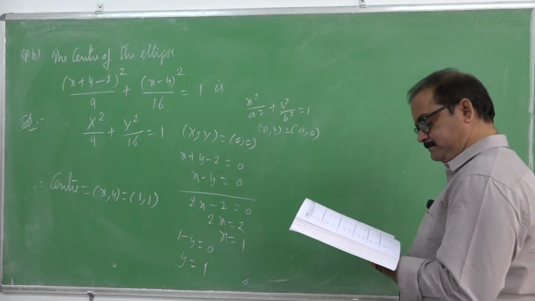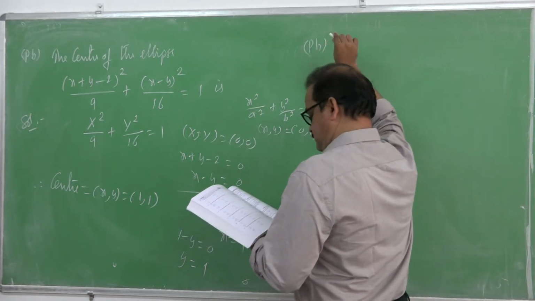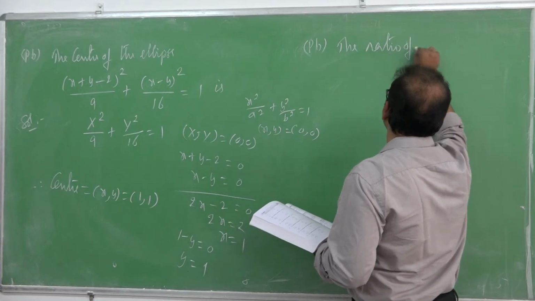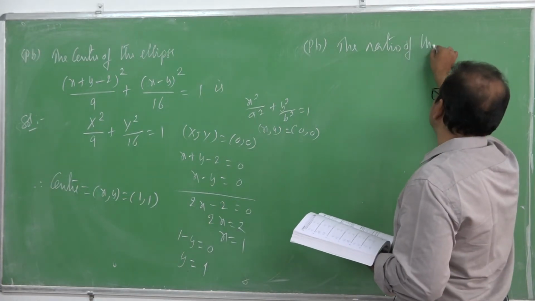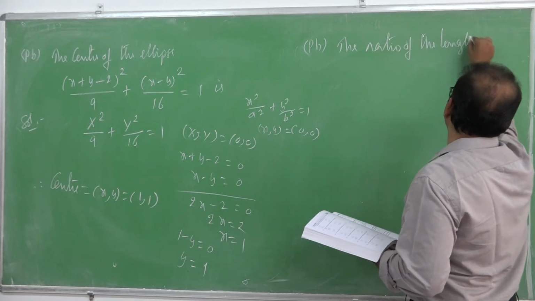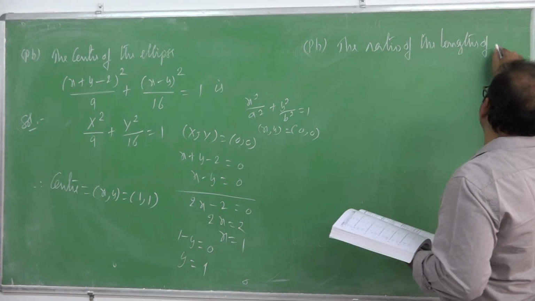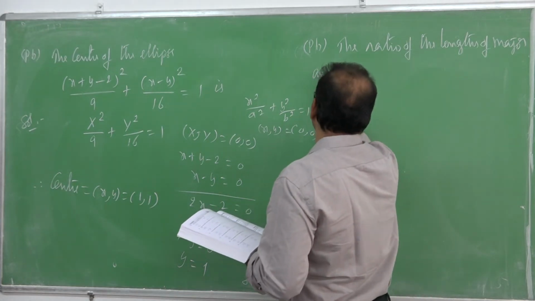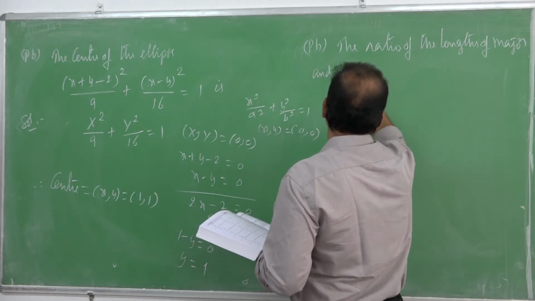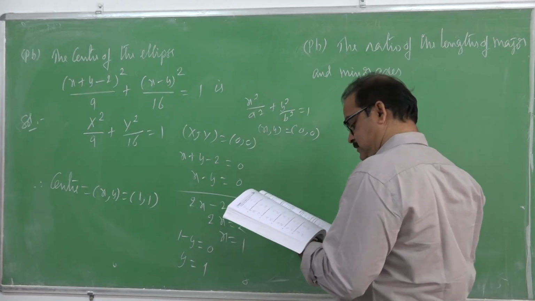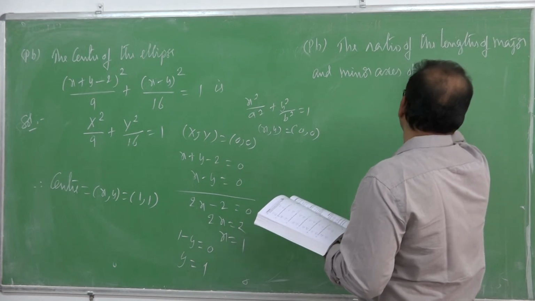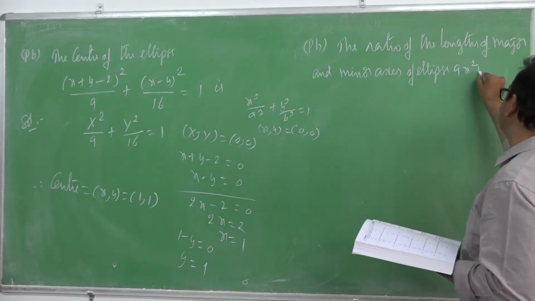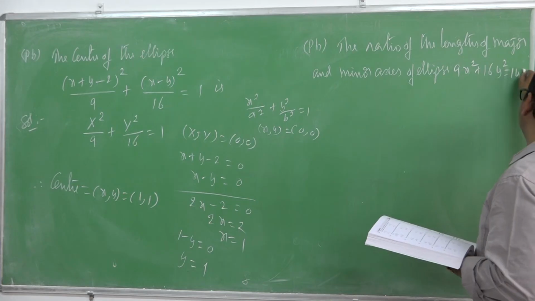Write the next problem. The ratio of the lengths of major and minor axis of the ellipse 9x square plus 16y square is equal to 144.